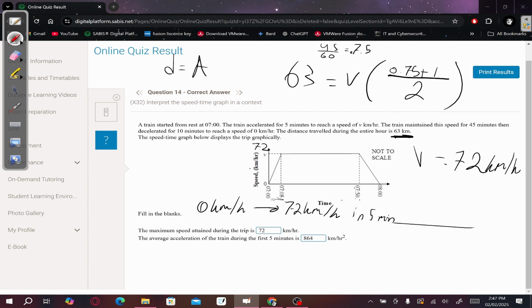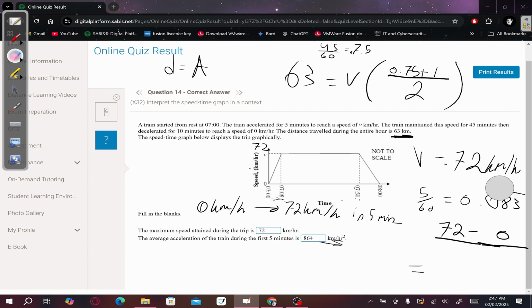So we're going to translate this into an equation. Final speed is 72 minus 0, and the change of time, which is 5 minutes. Sorry, again, we're doing it in hours, kilometers an hour, not kilometers a minute. So this is going to be 5 over 60, which is 1 over 12, which is 0.083, it repeats, so 0.083 with the symbol meaning that it's repeating. So 72 over 5 over 60 gives me 864 kilometers an hour squared. That's it.